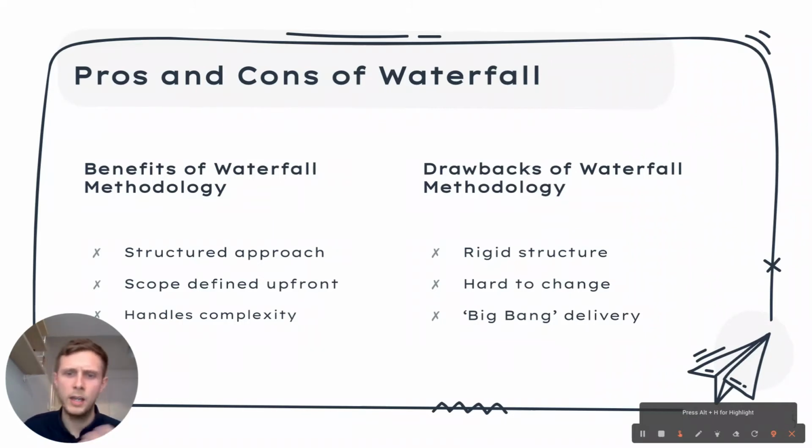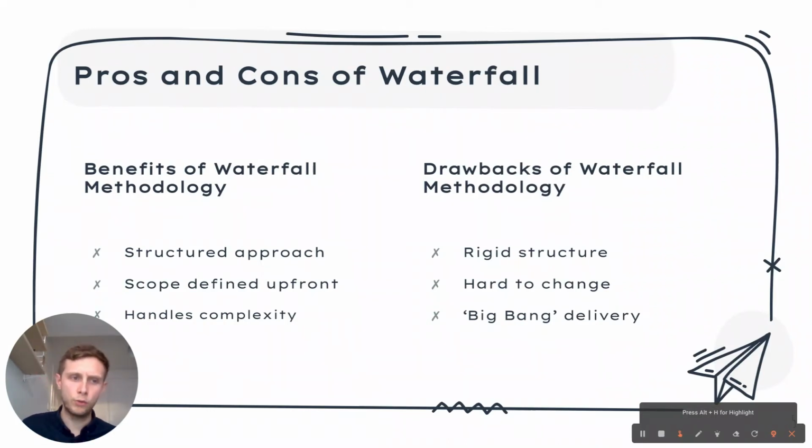And then lastly, a term that we use here called Big Bang delivery. From the start to the end of our project, we only get our delivery right at the end. Some projects can take months, years to deliver, so our customers are waiting a long time before they get any delivery because we have to go through all of those stages and deliver all of that work.